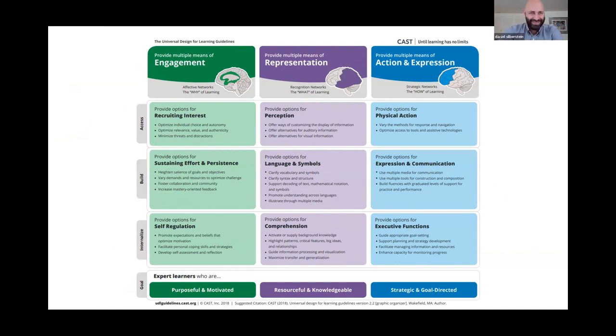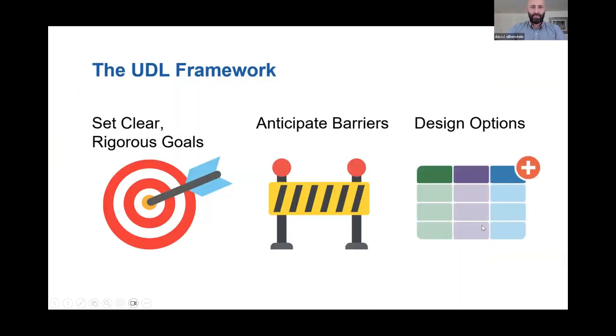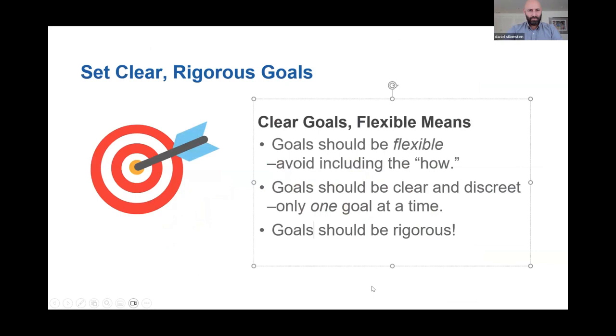Obviously, the student has to be engaged and want to learn. The engagement part has to be there. But there are a number of ways to bring in strategies to increase their understanding of representation and to create access for the students. So the UDL framework is this, right? You set your clear and rigorous goals. You anticipate your barriers, and then you think about your design options. So we're going to sort of walk through this, thinking about my friend Taylor's class here, right? When we think about goals, clear, one goal at a time, should be rigorous, it should be flexible, and thinking about how we want to set those.